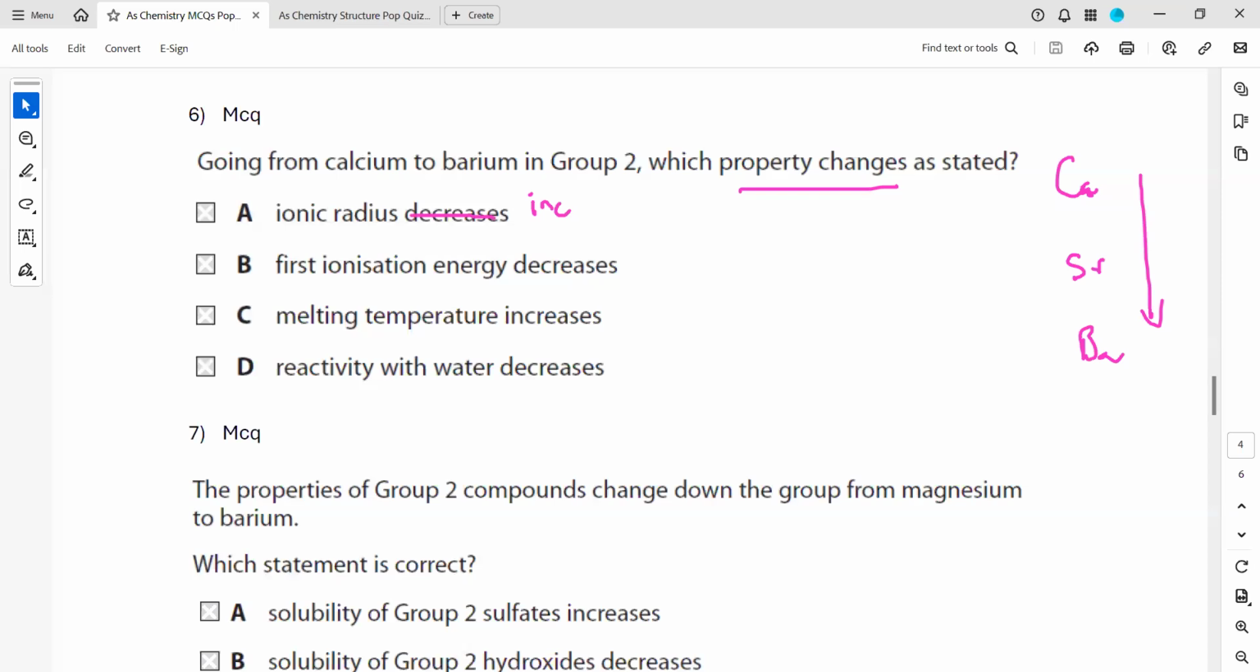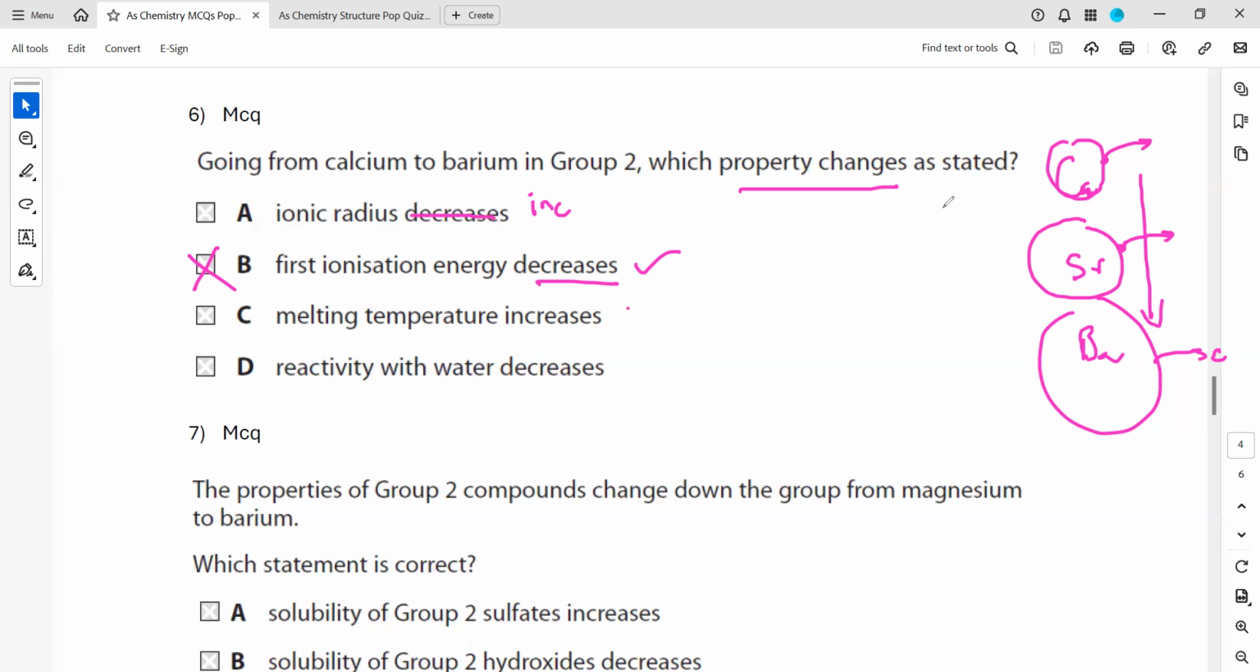When we check the second option, first ionization energy decreases. That's correct, because as the size increases, it becomes much easier to remove an electron from barium as compared to strontium, and strontium is easier compared to calcium. So this is the right statement. The melting point increases? No, for the metals, because the size of the positive ion increases, the attraction of the metallic bond decreases, so the melting point will decrease, not increase.